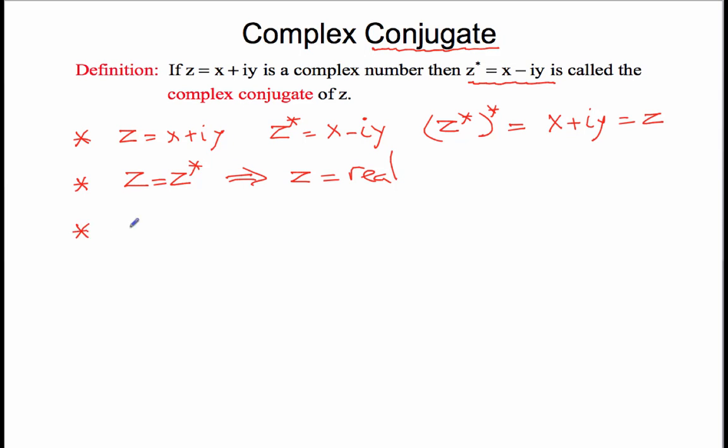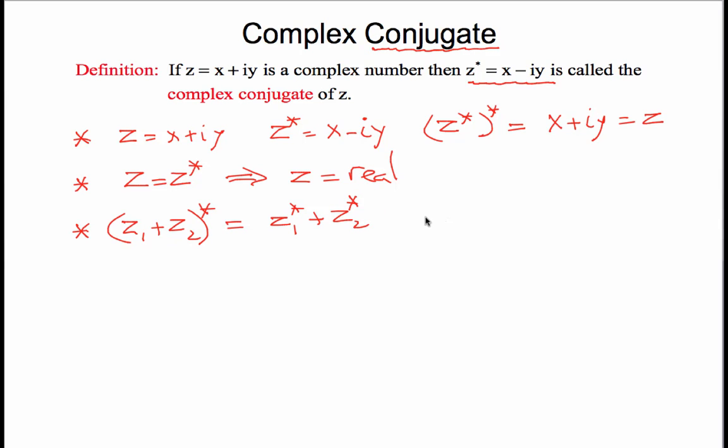Next, if I add two complex numbers together and take their complex conjugate, so I take the complex conjugate of the sum of two complex numbers, that's equal to z1 star plus z2 star.